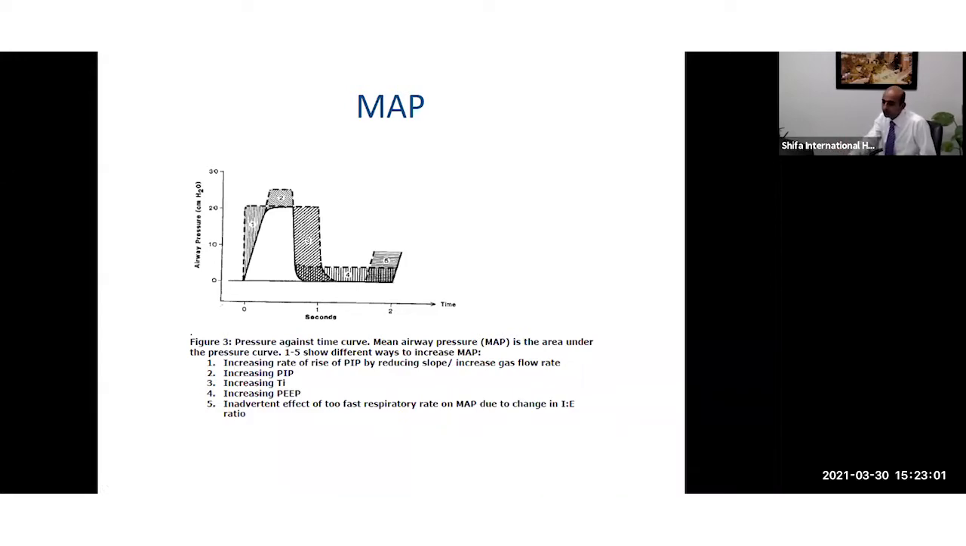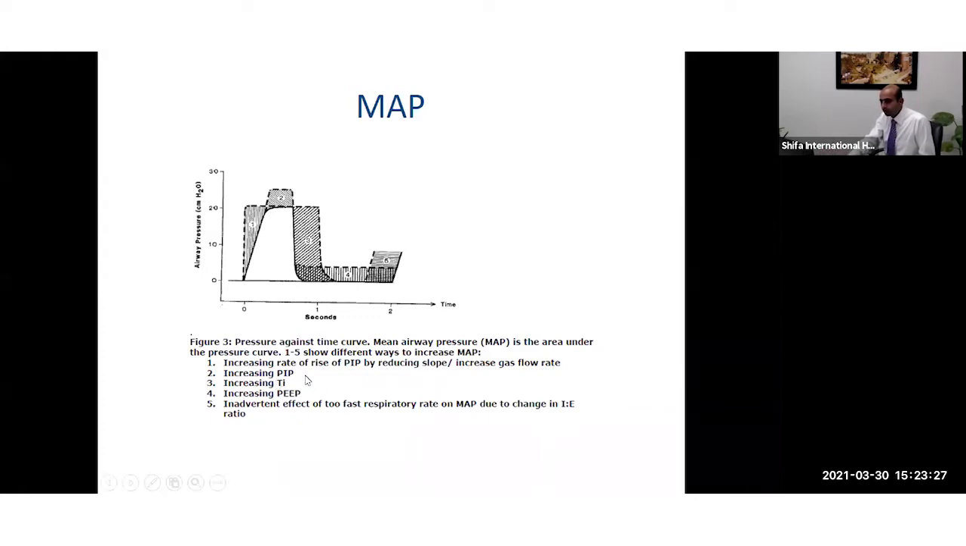And if we want to increase the MAP, we want to increase the area under the pressure curve. We can do that in different ways. We can increase the rate of rise of peak inspiratory pressure by reducing the slope or increasing the gas flow rate. The gas flow rate is usually around 6 to 10 liters. So if the gas flow rate on the ventilator is around 6 liters, you can increase that to 8 liters or 10 liters.